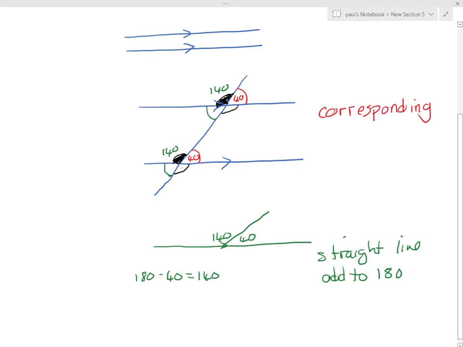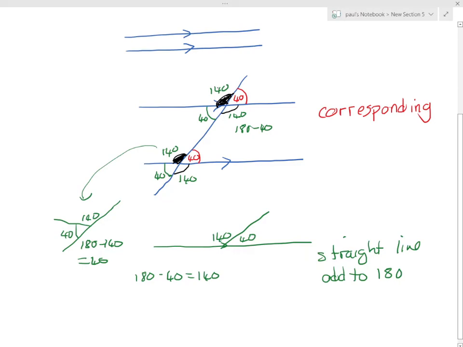Now, more straight lines to find the green one. So if we have that, and there's our 140 there, this one here is again on a straight line, so we do 180 minus 140, and that equals 40 again. So this becomes 40, and its corresponding angle also becomes 40. And this black one here will be 180 minus 40, so this will be 140, and the corresponding angle is 140. So if you're given one angle, you can find every one.